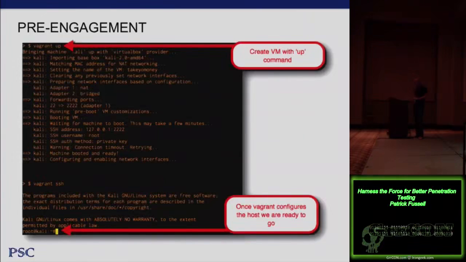So usage is pretty simple. This is just an example of what it might look like when you're spinning up a machine. You navigate to the directory where your configuration file is, tell Vagrant to launch it, and a few minutes later you have your environment ready for testing.